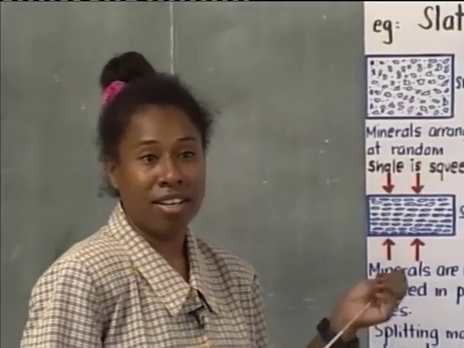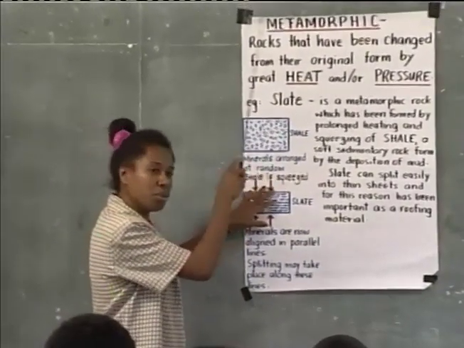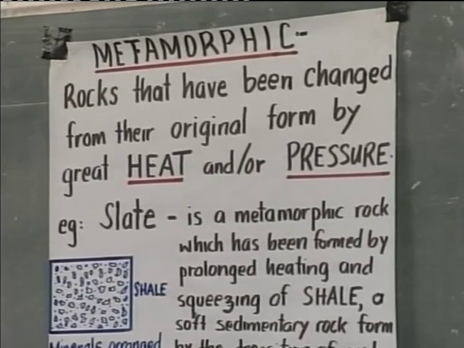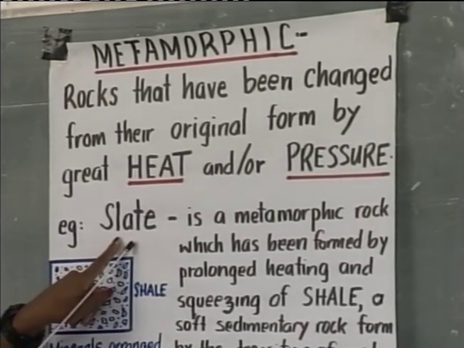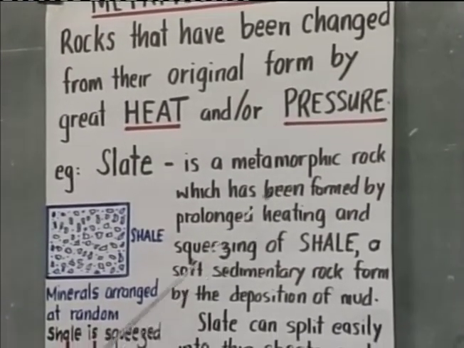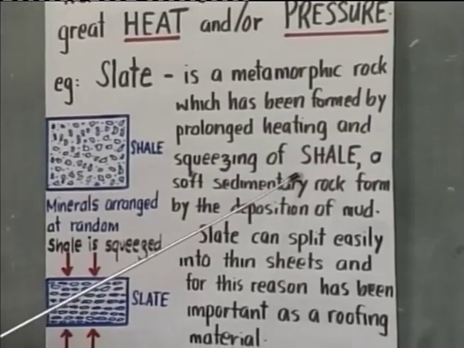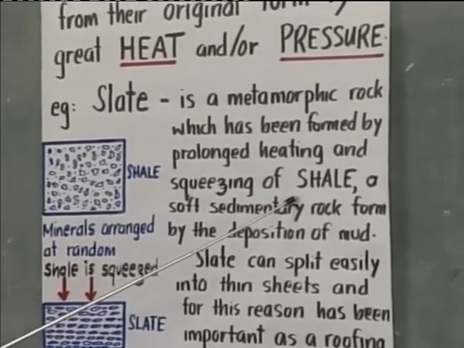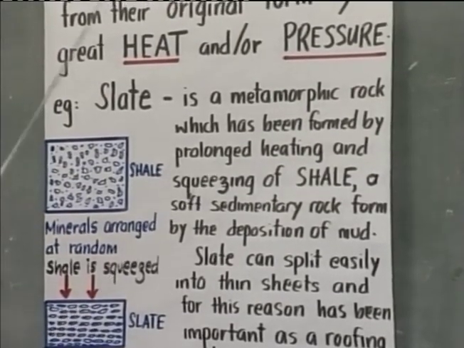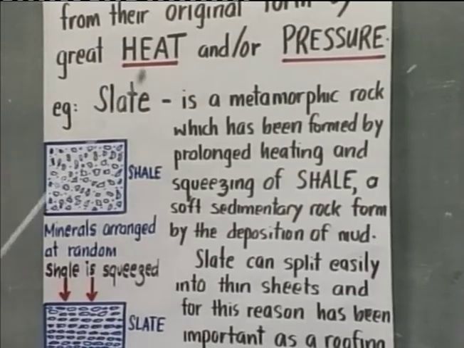Let's look at an example. Here is an example of a metamorphic rock which has been changed under great pressure and also heat, because we know heat and pressure are two important factors which contribute to the formation of metamorphic rocks. Slate is a metamorphic rock. You'll agree with me. Yes. Okay, let's look at slate. Slate is a metamorphic rock which has been formed by prolonged heating and squeezing of shale. And shale is a sedimentary rock. If shale is put under prolonged heating and squeezing, which is pressure, then the soft sedimentary rock of shale can change into a metamorphic rock of slate.